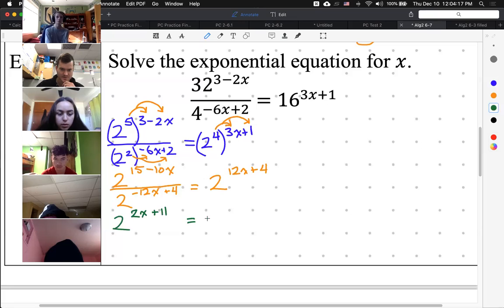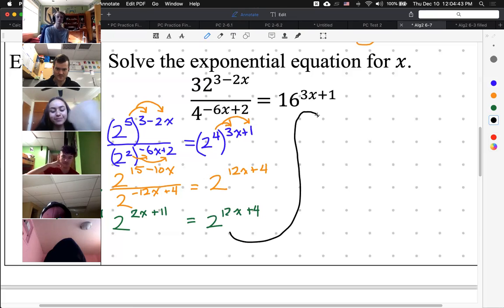Right-hand side can't be simplified. Not yet. 12x plus 4. And then I'll just write as a note, what did we do? Subtract the powers. I know that I'm going to run out of room, so I'm going to preemptively say, okay, let's come back up here.